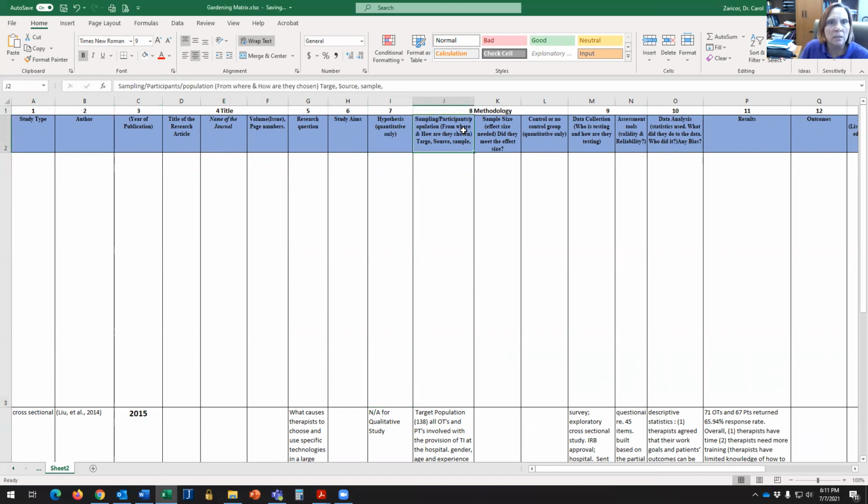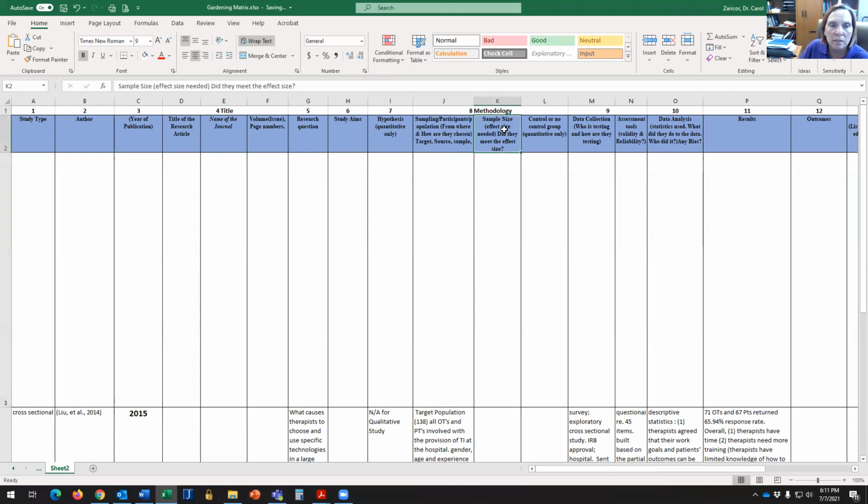Then the next 3 are your methodology. And under methodology, you have your sampling, where you have how they take their samples, or participants, population, where are they getting them from, how are they chosen, what is the target population, what is the source population, and what is the sample population. And if you need to look those back up for the titles or for the definitions of that, please do.